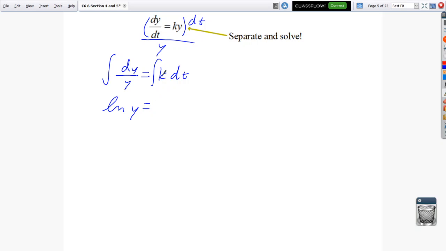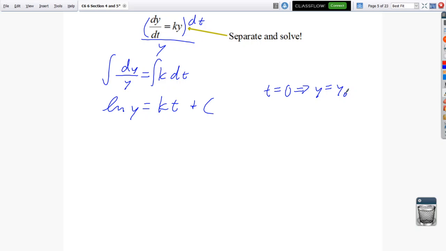Is equal to, remember k is just a constant multiple, so we have k integrated with respect to t. That's just going to become kt plus c. So we have ln of y is equal to kt plus c. Now we can produce an initial condition to figure out what c is. That initial condition is just, in general, if t is equal to 0, we call the population y naught.